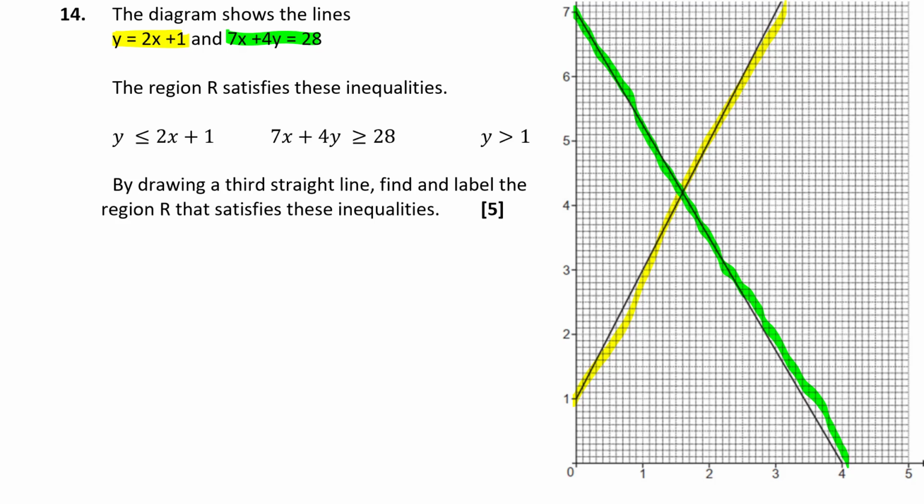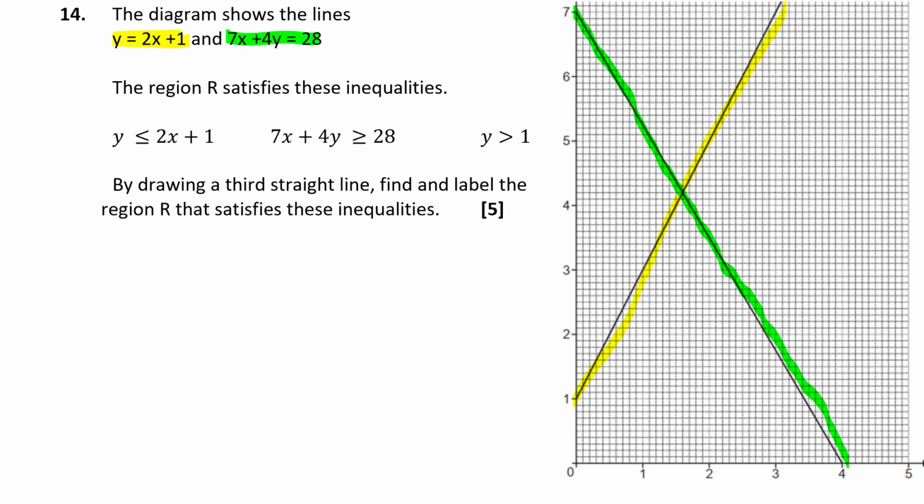Now we're told that the region R satisfies these inequalities. y is less than or equal to 2x plus 1, and 7x plus 4y is greater than or equal to 28, and y is greater than 1. By drawing a third straight line, find and label the region R that satisfies these inequalities.